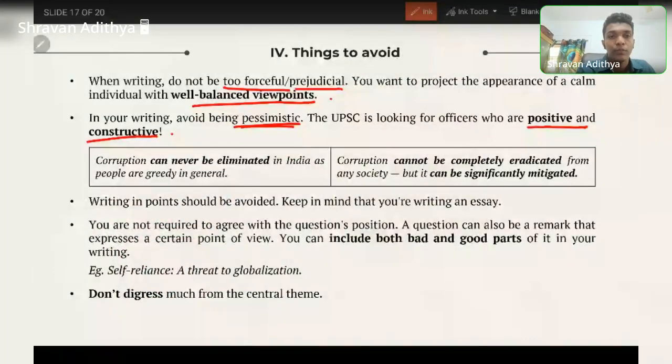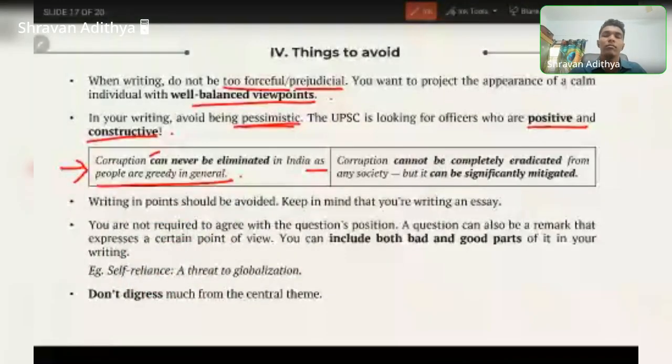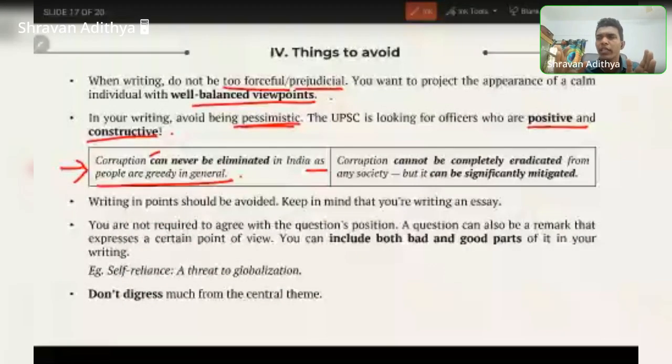UPSC wants people who are go-getters, people who will do positive things, people who have a good mindset. For example, if you write a sentence like this, corruption can never be eliminated in India as people are greedy in general, this is a very prejudicial statement. You are saying nothing can eliminate corruption. Even though it is true that corruption can never be fully eliminated, everyone knows that. Even the examiner knows that. UPSC knows that. But they are still asking a question on corruption to see what you think are the ways to reduce corruption.